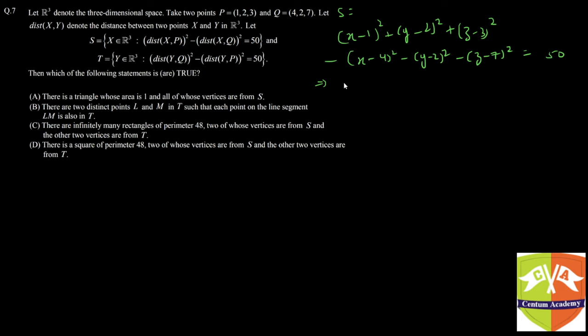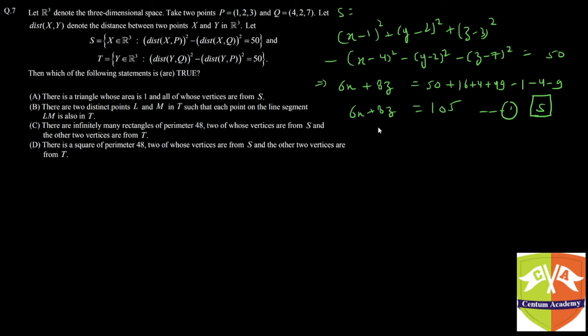So 8x minus 2x is 6x. 4y minus 4y is 0. And 14z minus 6z is plus 8z, is equal to 50 plus 16 plus 4 plus 49. These are the terms in the positive. And in the negative, we'll have minus 1 minus 4 minus 9. If you simplify this, 49 minus 9 is 40, 40 minus 5 is 35, and 35 plus 20 is 55, and 50 plus 55 is 105. So 6x plus 8z is equal to 105 is my set S. This is the equation of a plane.